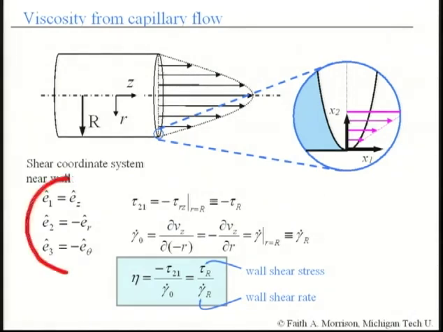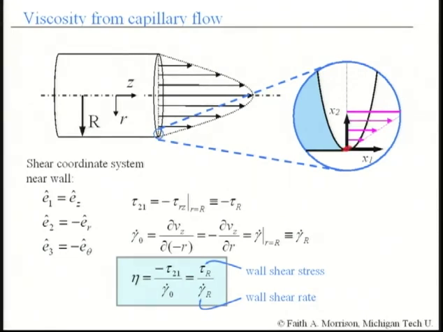All right, with that translation, we can then figure out what tau 21 is, which is the one that appears in the definition of viscosity down here. Tau 21, where 2 is minus r and 1 is z, so it's minus tau rz evaluated at the wall. And we're going to define that as minus tau R.